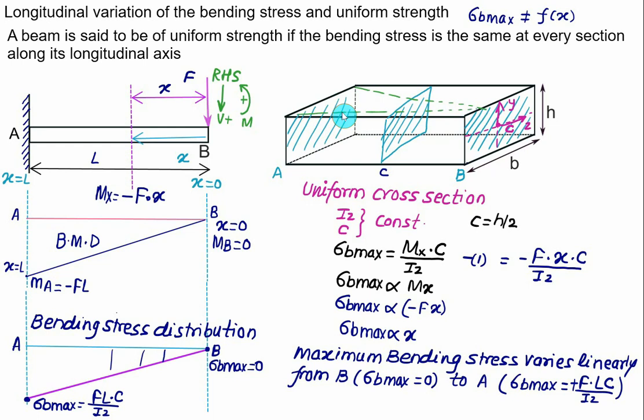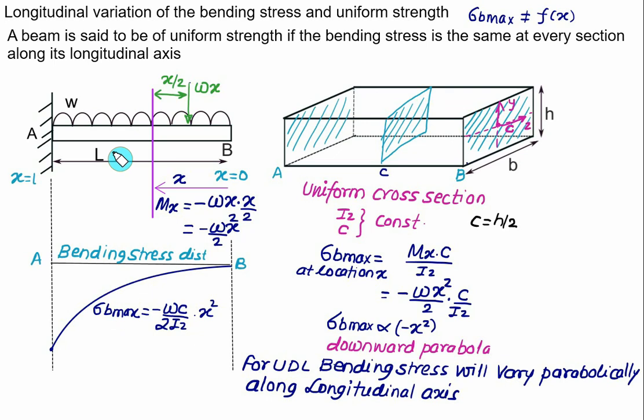Means in fact here we want this type of cross section like this one. Now you observe this cross section here. This cross section is a variable cross section. At the tip we will get a 0 area, and at the fixed end we will get the maximum area. Such type of beam will be called a beam of uniform strength.